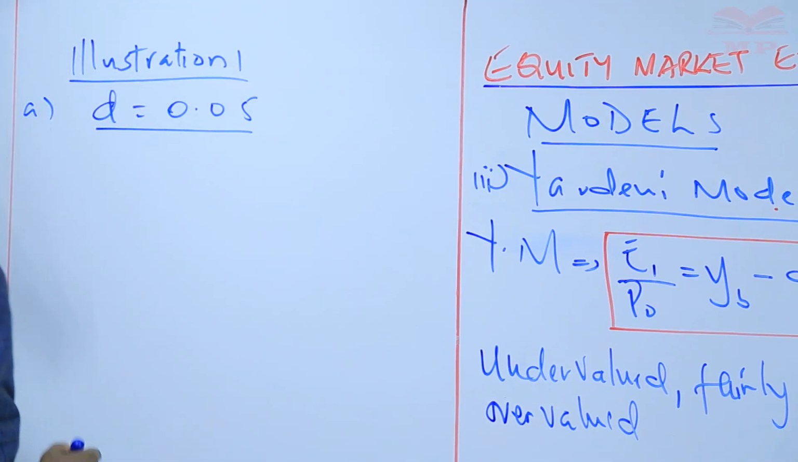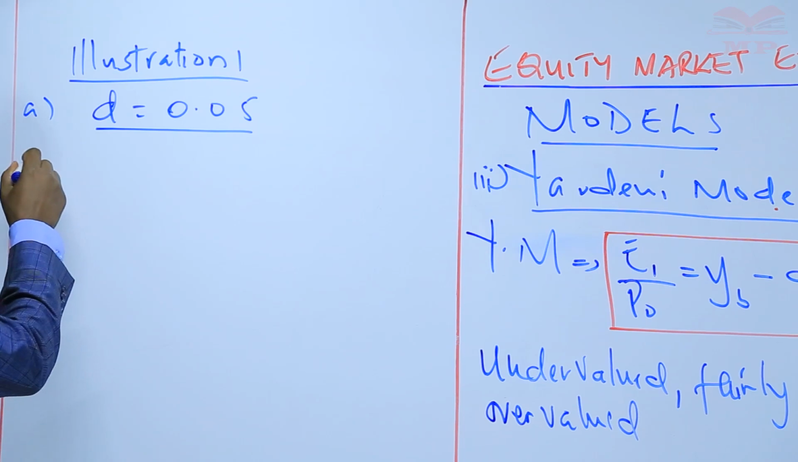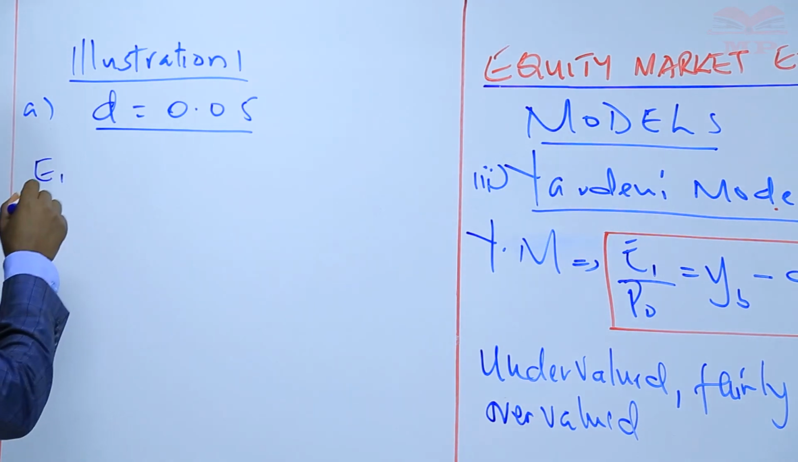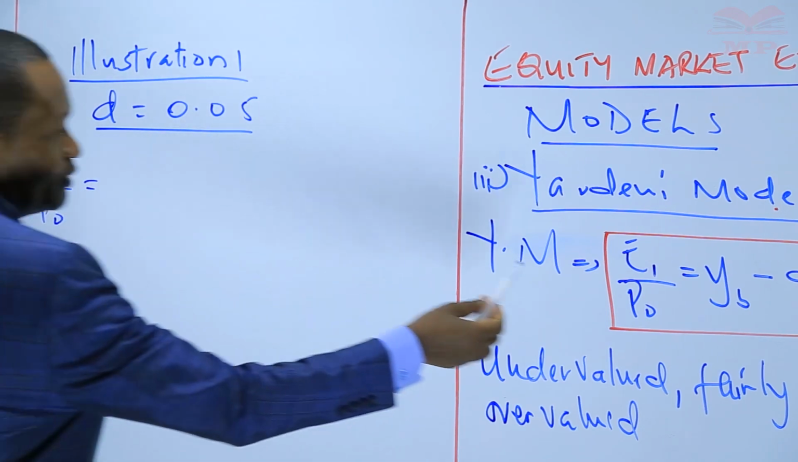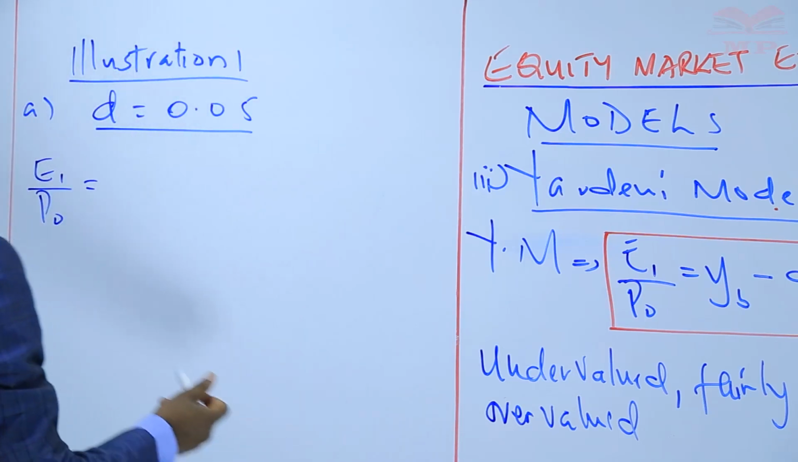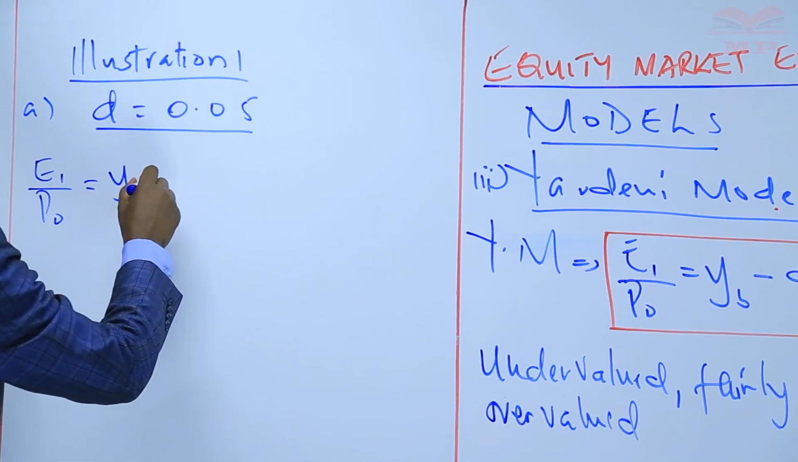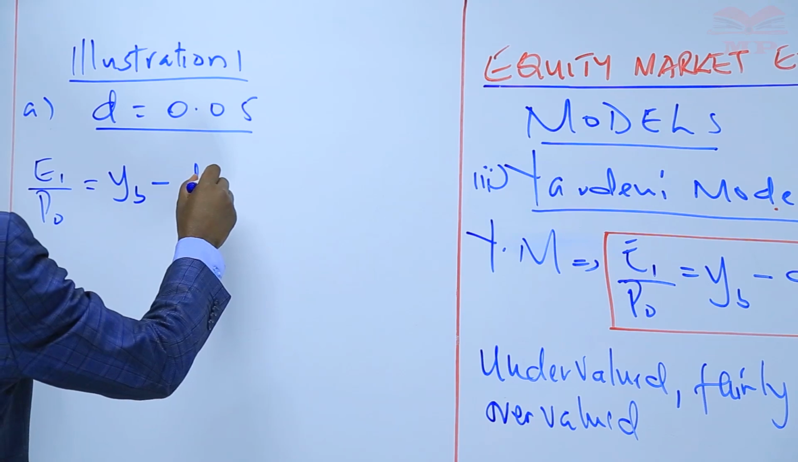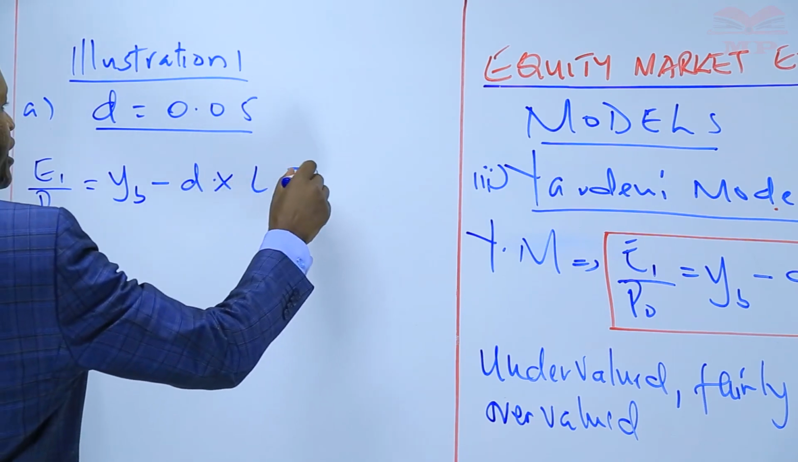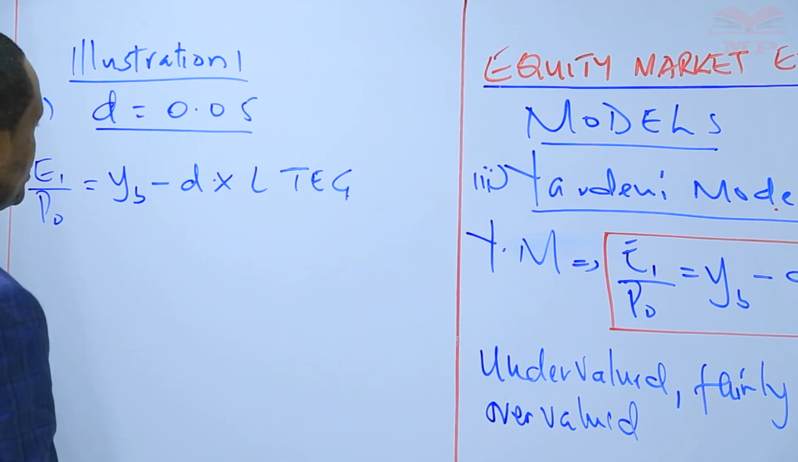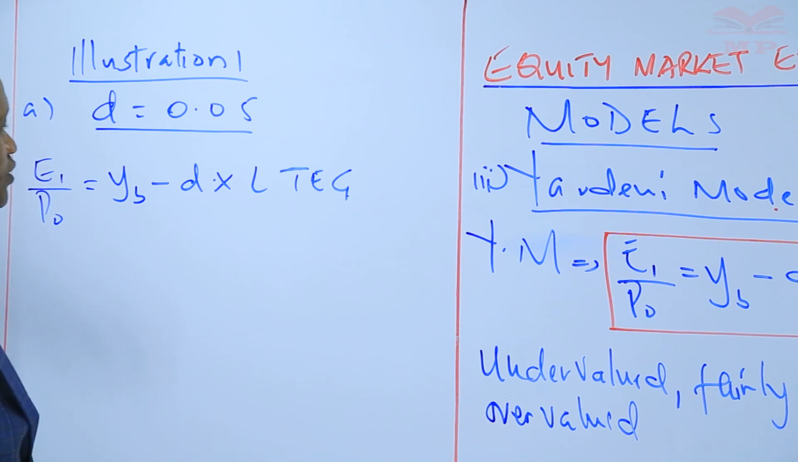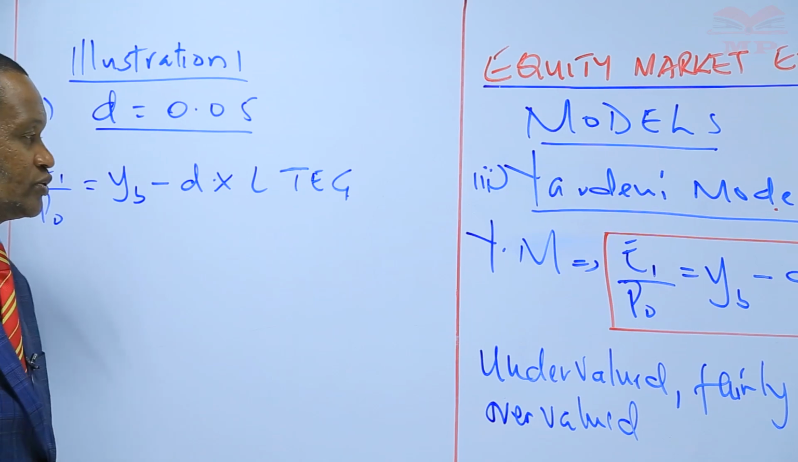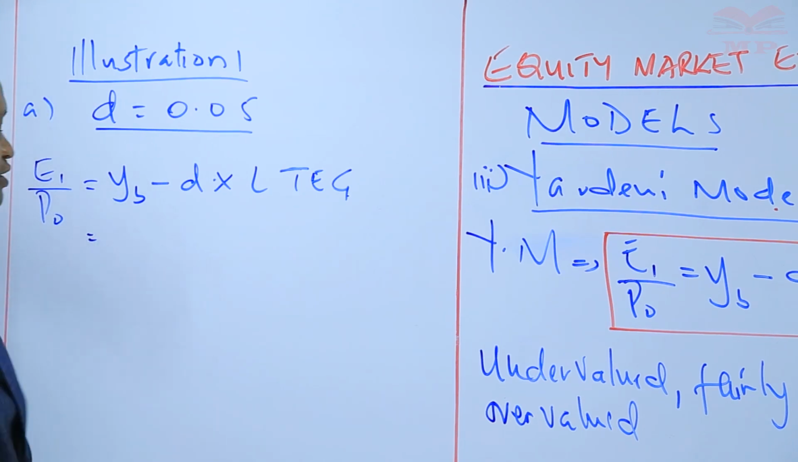Now, using Yardeni model, we know candidates that earnings yield, which is equal to E1 over P naught, from this equation, YB minus D is equal to YD minus D times LTEG. So candidates, that's the first step. When you have such a question, put down the formula. Put down the formula for earnings yield using Yardeni model. This is the formula. Then we check from the question. Do you have these inputs from the question?